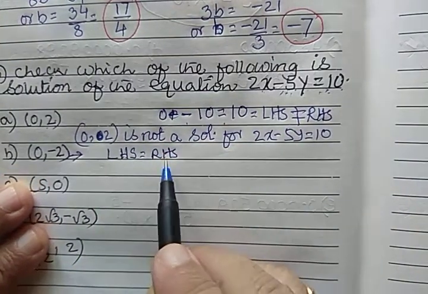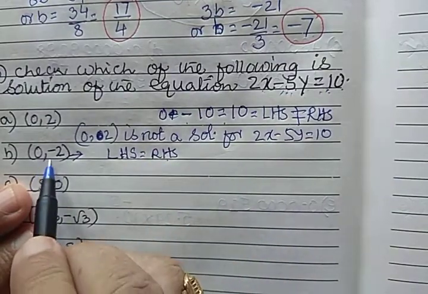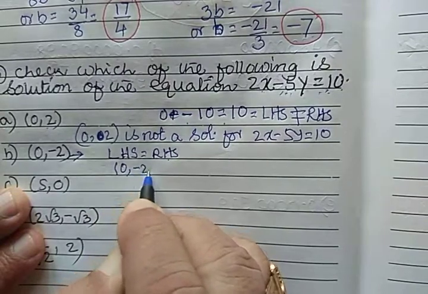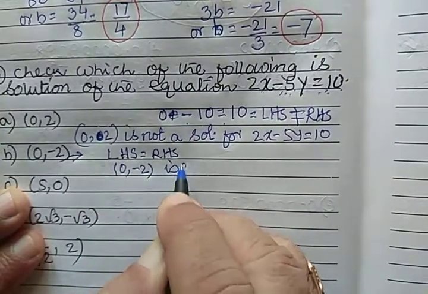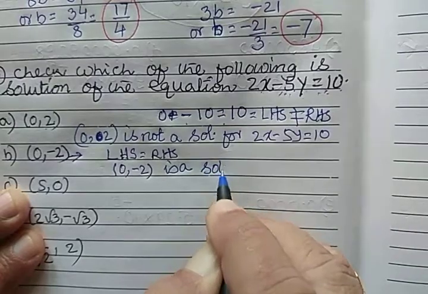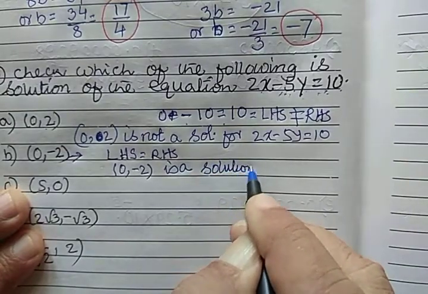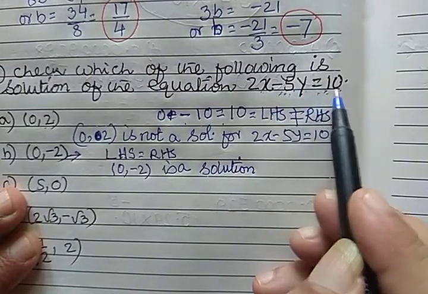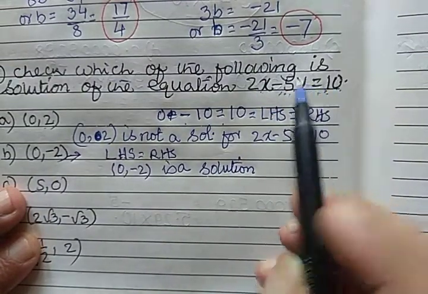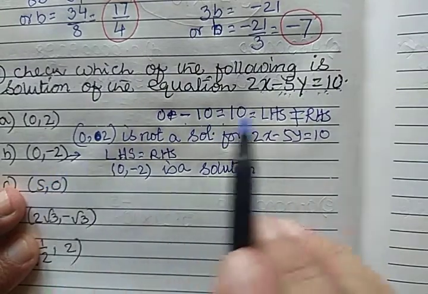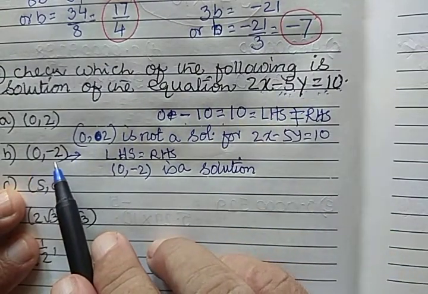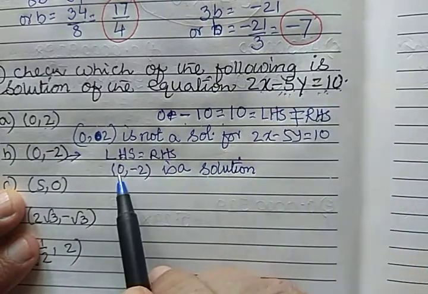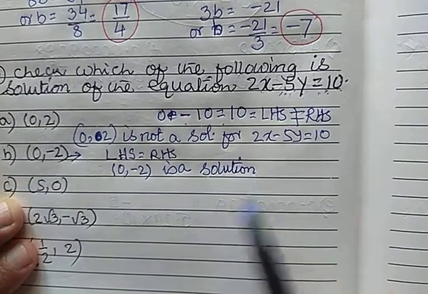If LHS is equal to RHS, then what happens? This is a solution. So (0, -2) is a solution for the equation. What is the equation? 2x - 5y = 10. Why? When we replace the values of x and y by 0 and -2, LHS has become RHS. So (0, -2) is a solution.